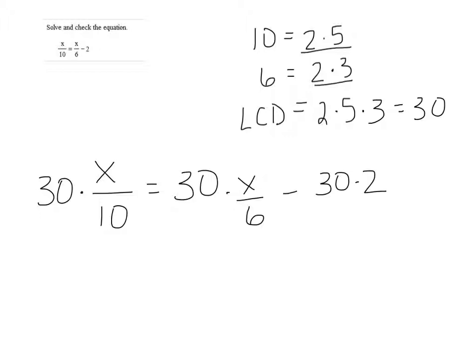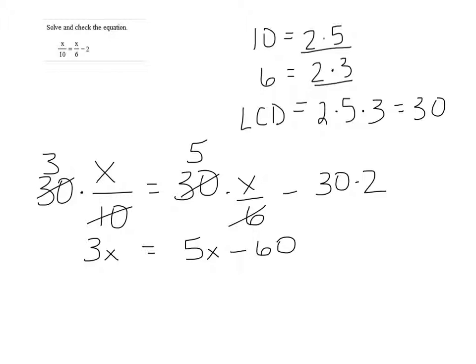I'm going to go through and simplify everything that I can. So 10 will go into 30 3 times. 6 will go into 30 5 times. And then the last one is just 30 times 2, and it's got the minus sign in front of it. So I'm going to rewrite. I have 3x equals 5x minus 60. Now that is a much neater, much simpler equation to work.